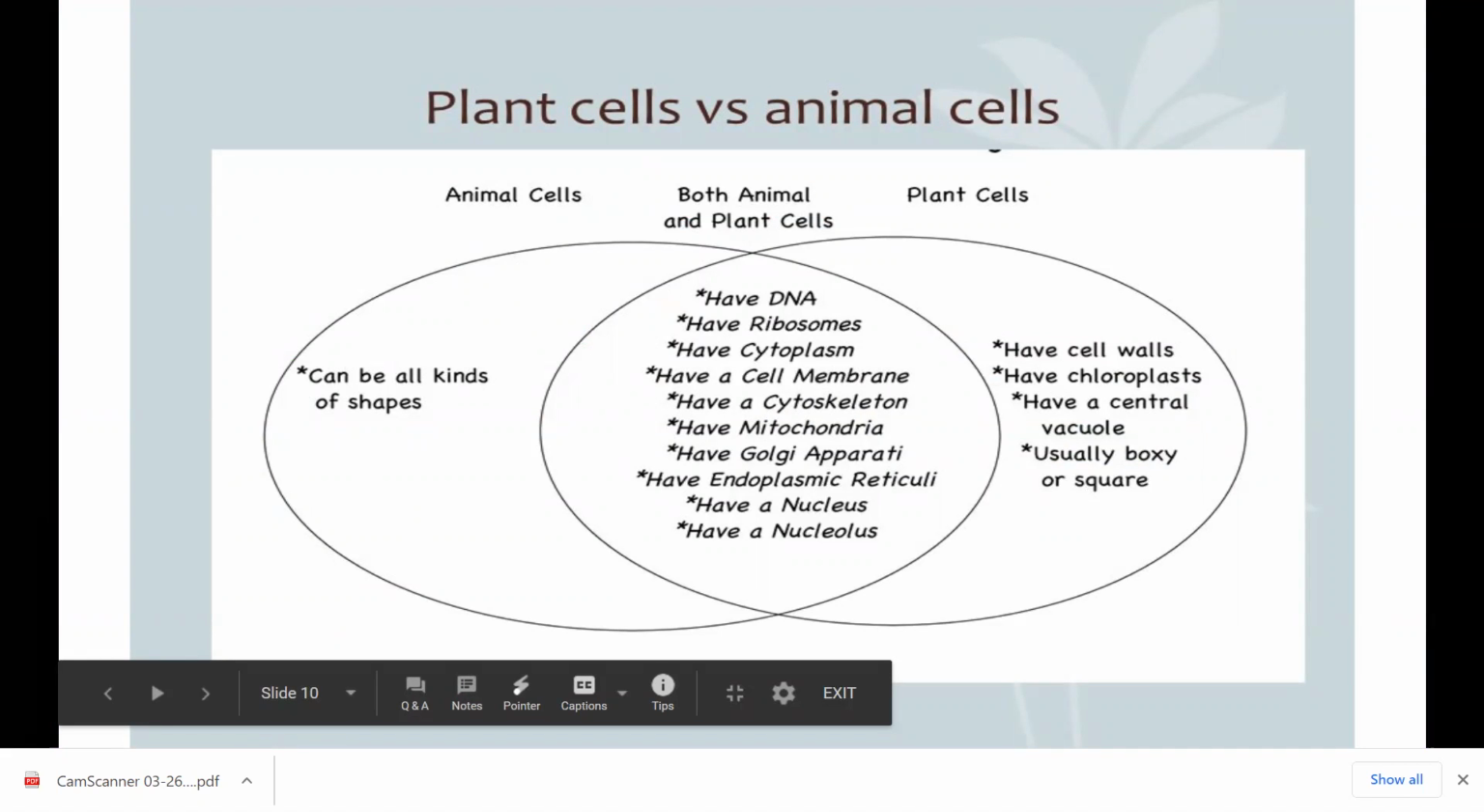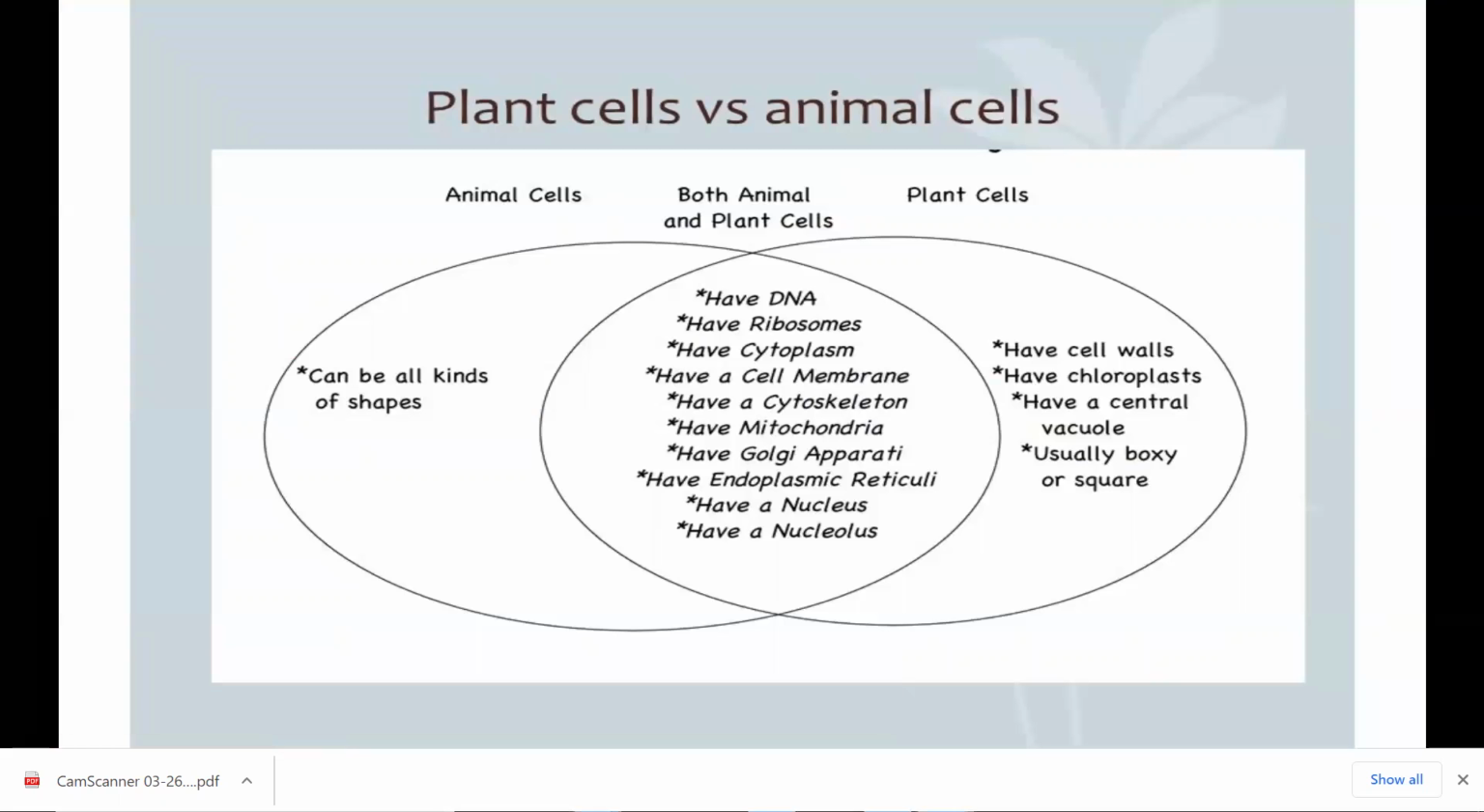Plant cells and animal cells have a lot in common. They both have DNA, they both have ribosomes, cytoplasm, a cell membrane, a cytoskeleton, mitochondria, Golgi, an endoplasmic reticulum, a nucleus, and a nucleolus. But they do have some differences as well.